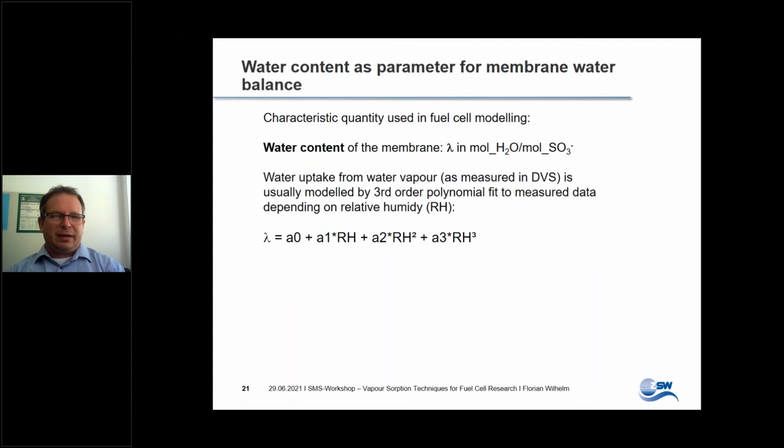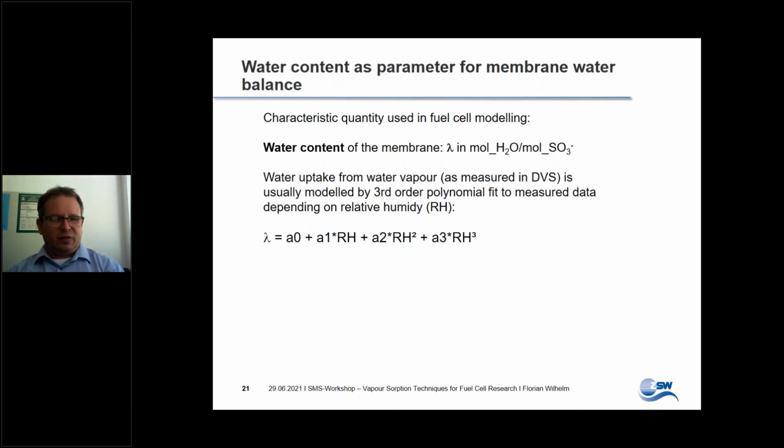So don't be frightened because now it's going to start with a few formulas, and this is always the case when you start with modeling. But I'm going to keep this really brief, just to show you for which aspects of modeling we need results from this technique. So one characteristic quantity that is commonly used in fuel cell modeling is the water content of the membrane, and this is described as the quantity lambda, which is given in moles of water per mole of sulfonic acid group. The water uptake from the water vapor as measured in the DVS can be modeled by a third order polynomial fit, for example.